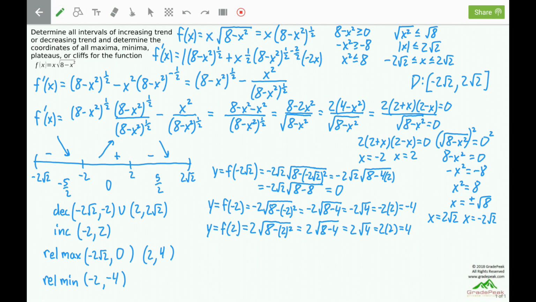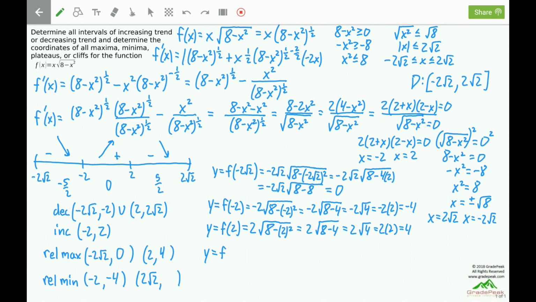And then the right endpoint of the domain does not have anything to the right of it because it's the right endpoint, but to the left of it, it's decreasing, and therefore that right endpoint will be a relative minimum. So we have a second relative minimum. It's occurring at an x-coordinate of 2 square root of 2, and it'll have a corresponding y-coordinate that can be found by plugging that x-coordinate into the original function.